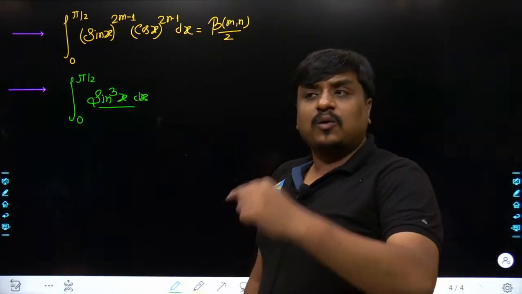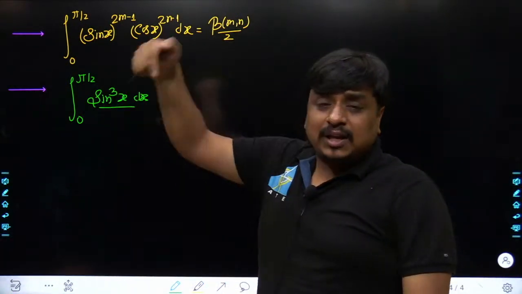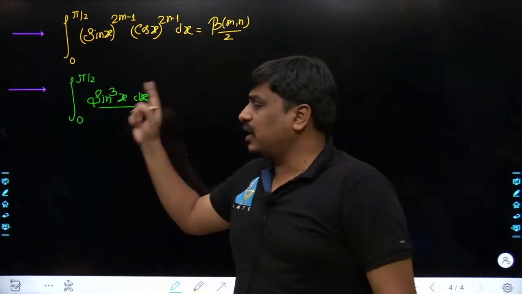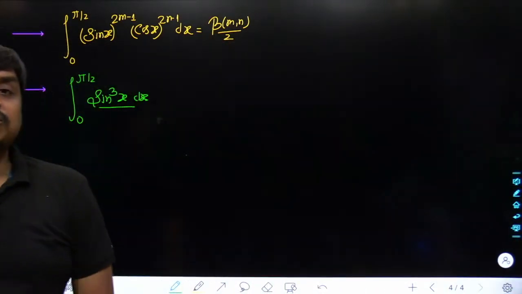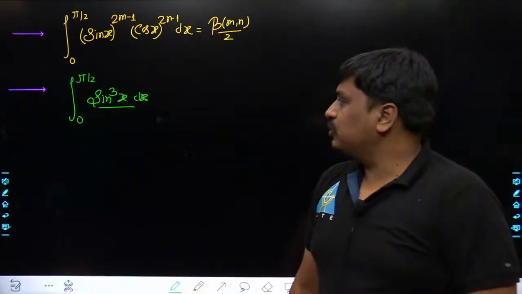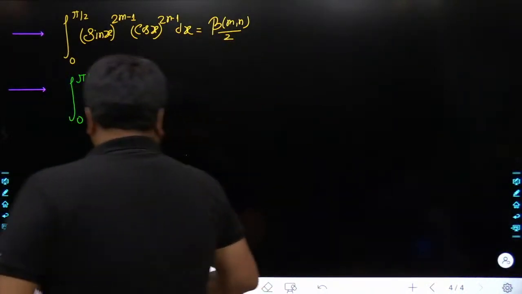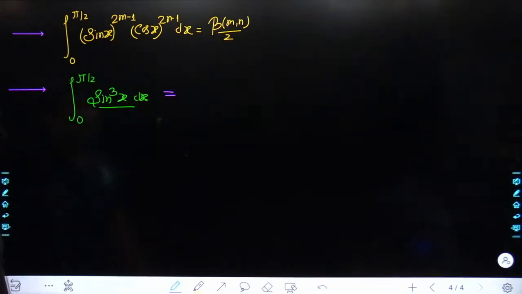Now they would change sine square x as 1 minus cos square x, then they would keep cos x as t, and then they would calculate the complete value, which is a hell of an amount of time that is going to be spent. So that is what I am saying, you just focus on this kind of problem to know the beauty behind the beta integration.